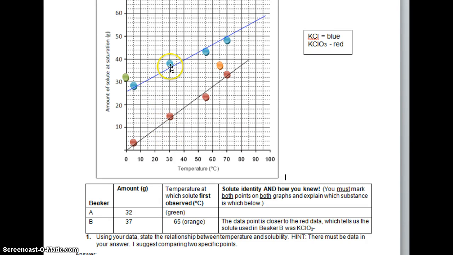Well, at 30 degrees, the blue one, our KCl, can dissolve about 38 grams, and our red one can dissolve about 15 grams. So we can say at the same temperature, KCl will dissolve more than KClO3. And we can see it all the way along. All these points are higher, so KCl at the same temperatures can always dissolve more. All right, let's go ahead and look at the next question.